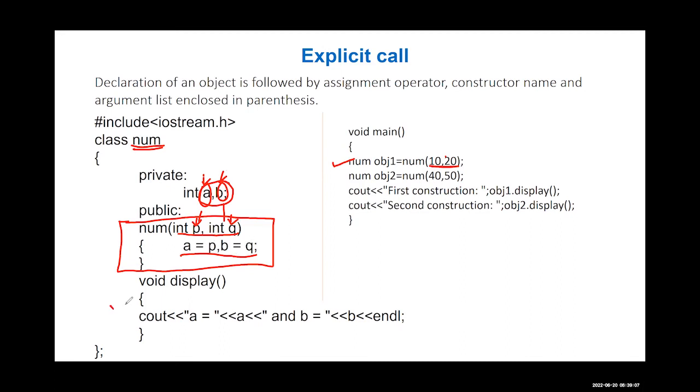Next I have a display function, a normal member function, where I am going to display the values of A and B. Now the very important point is when we are calling the function. Whenever it comes to an explicit call, remember this particular statement, that is how we are going to call.